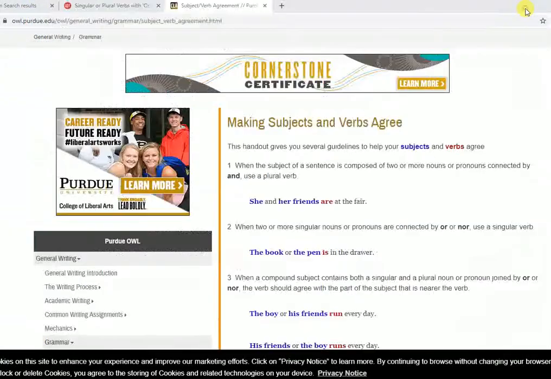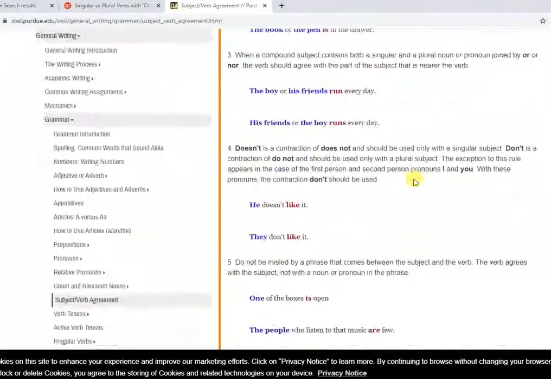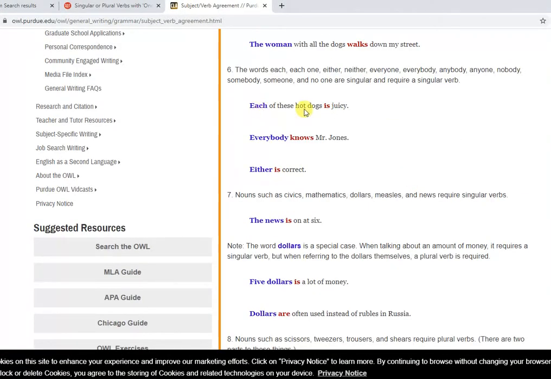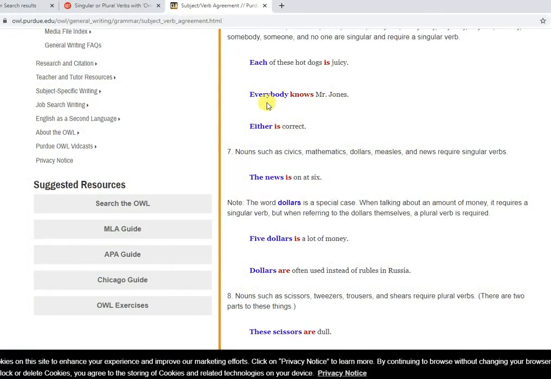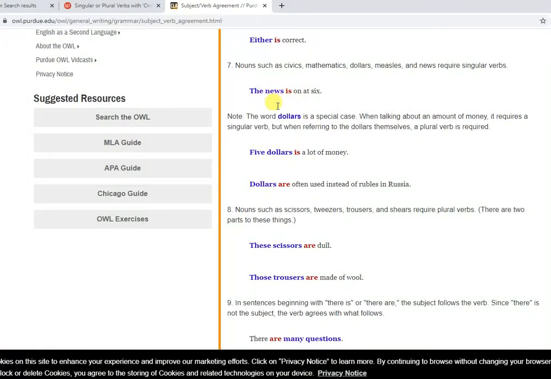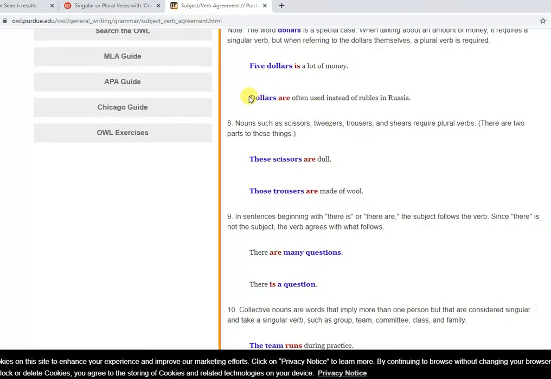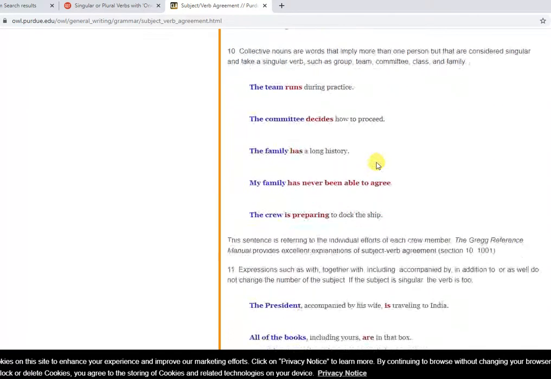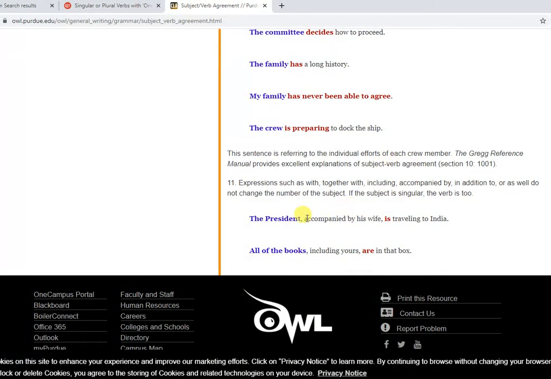I'm going to show you a couple of slides really quickly, if you're curious about the expressions. Each of these hot dogs is juicy. Okay, either is correct. Here we got the news is on at 6. $5 is not a lot of money. And now here's a way to use dollars, referring to bills or the monetary unit. That's a different usage. That's why they're saying are. Got some words that are always plural. And here we got the accompanied by, including yours, together with those expressions.